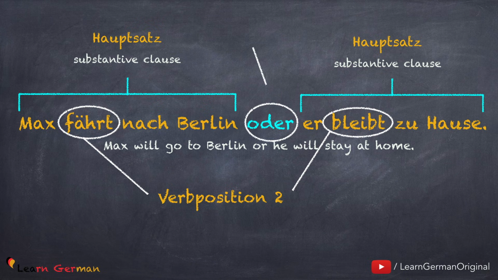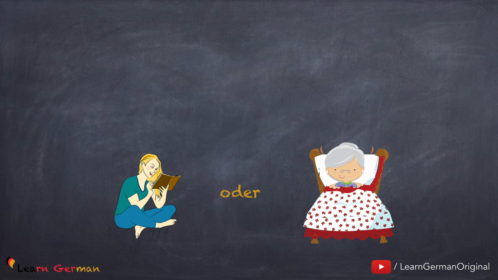Coming back to oder. As you can see, it's placed right in the middle of two sentences. The position it's given is 0 because in the second Hauptsatz, the verb is in the second position, the subject is in the first position, hence the position of oder is 0. This rule is the same for all the oder conjunctions. Let's look at another example.